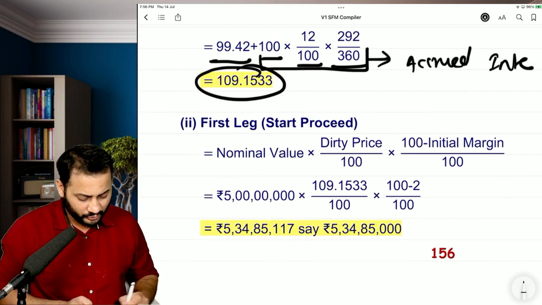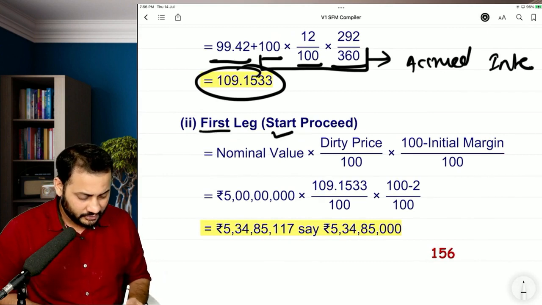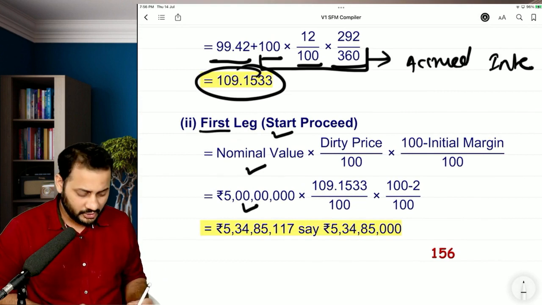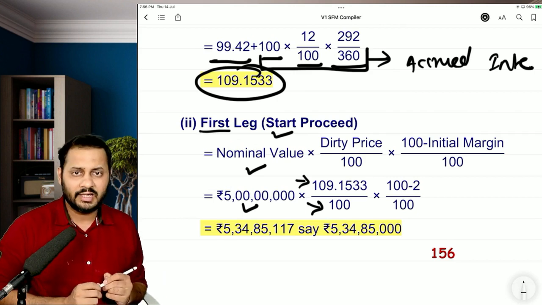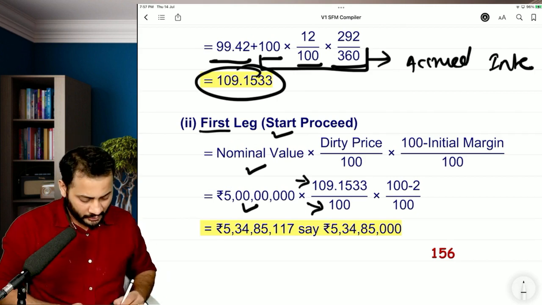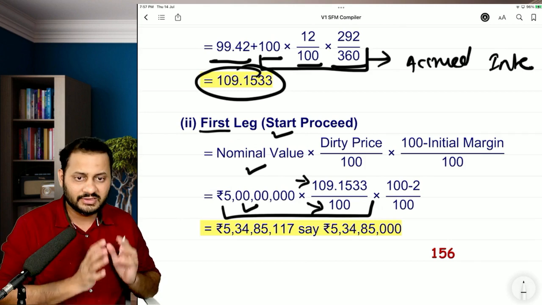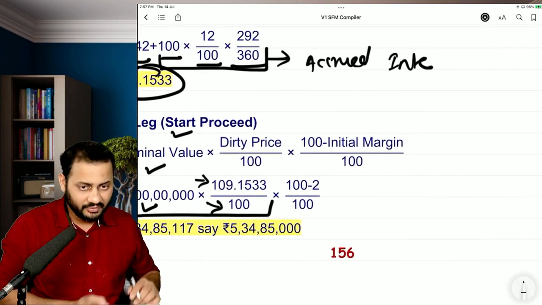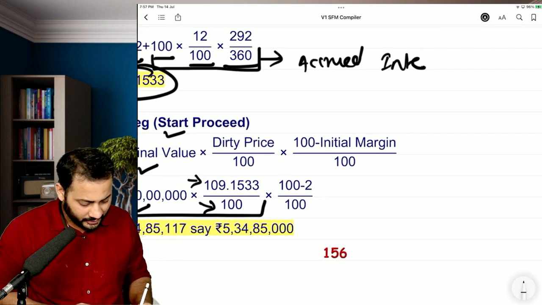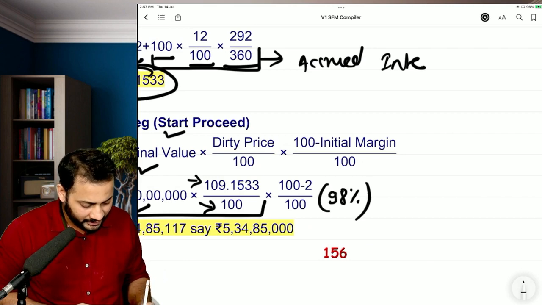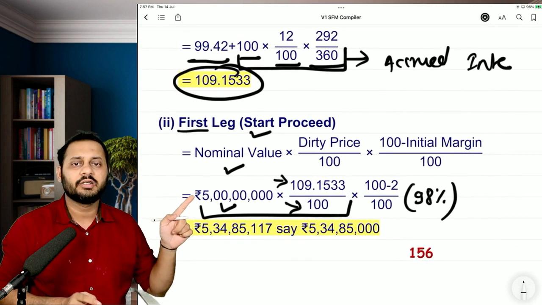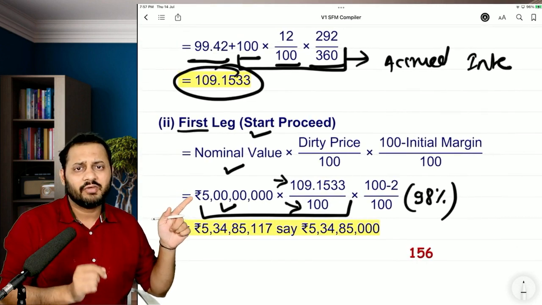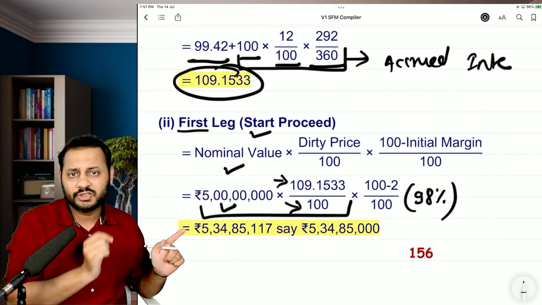So understand the formula. First leg, or we can call it the start proceeds: nominal value which is 5 crore divided by 100 means the number of bonds, multiplied by 109.153 means the market value. Now this much of the amount will be called the market value, and now you can clearly see (100 minus 2) divided by 100, or we can write 98%. Simply 2% has been kept aside and 98% of this market value of the bonds will be released as the funds to you.